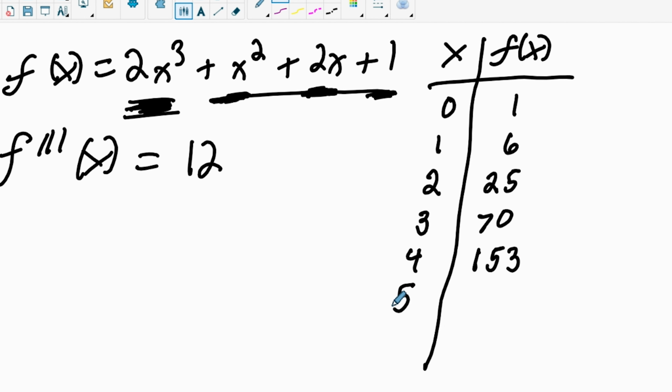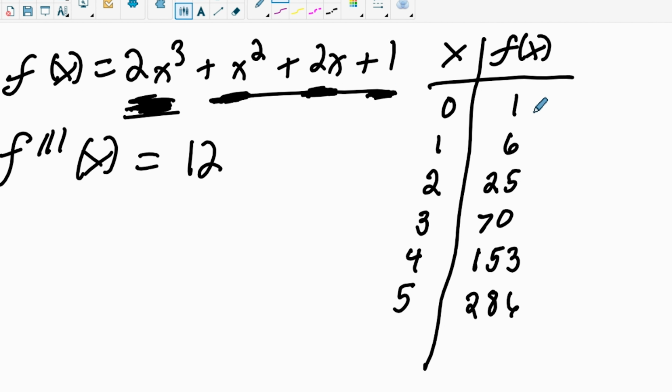Now let's plug in 5. So again, I'm right here. 5 cubed is 125 times 2 is 250. So 250. 5 squared is 25. 250 and 25 is 275. 5 times 2 is 10. That's 285. And plus 1, 286. All right. I think I have enough numbers to do my analysis.